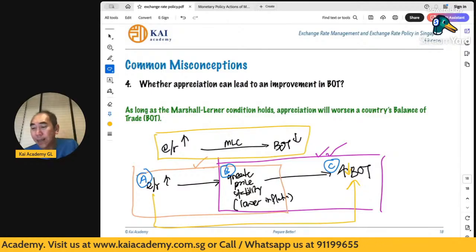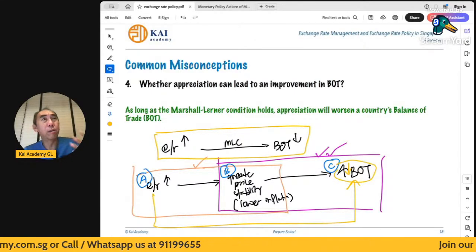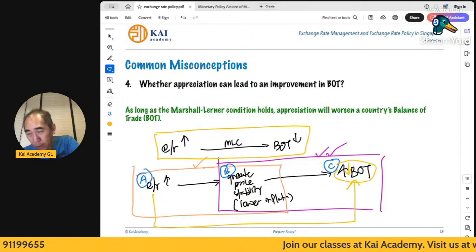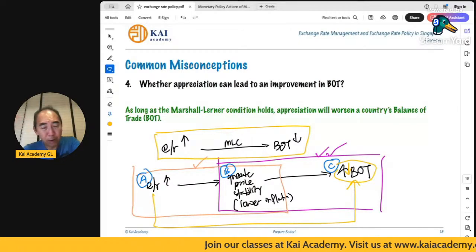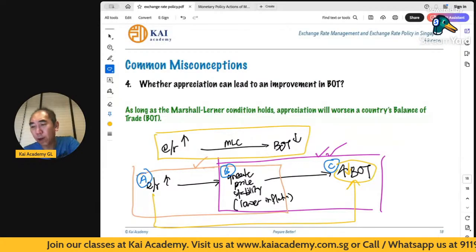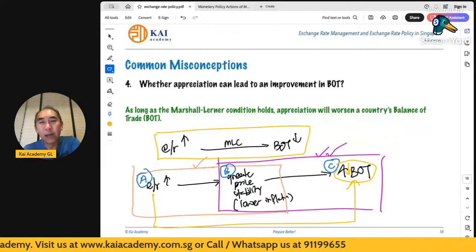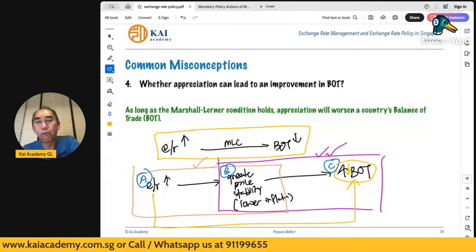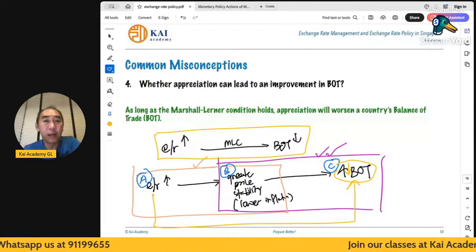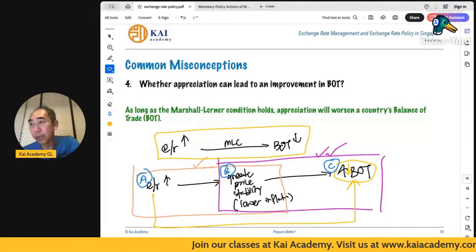So the net effect of this, based on economic theory, based on a publication by MAS, which you can find on their website, as well as based on Cambridge examiners' previous comments in past year exams, is that when you appreciate the Sing dollar, you cannot argue that ceteris paribus it improves the balance of trade. That would never be accepted in the A level exams. So please be careful not to make this mistake.